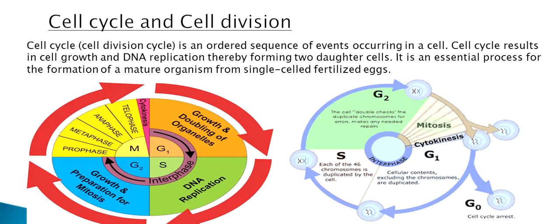Let's go through the figure below. In G1 phase, cellular contents excluding the chromosomes are duplicated. In S phase, each of the 46 chromosomes is duplicated by the cell. In G2 phase, the cell double checks the duplicate chromosomes for errors and makes any needed repairs. And in the mitosis phase, the cell splits its DNA into two copies, thereby forming two new daughter cells.